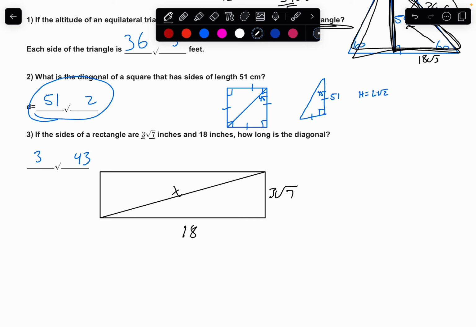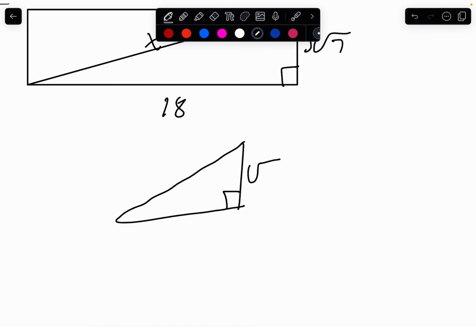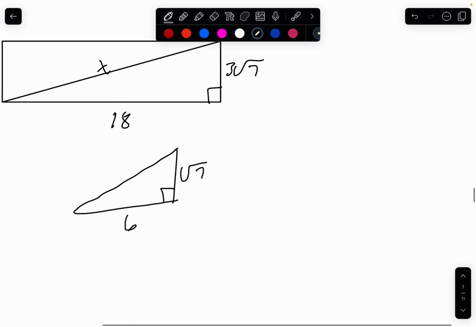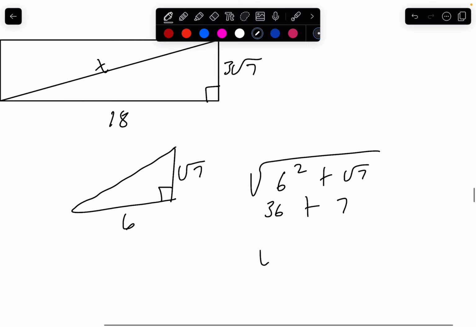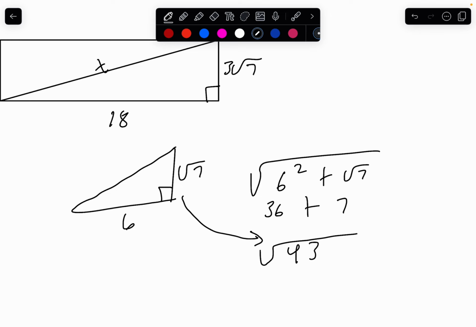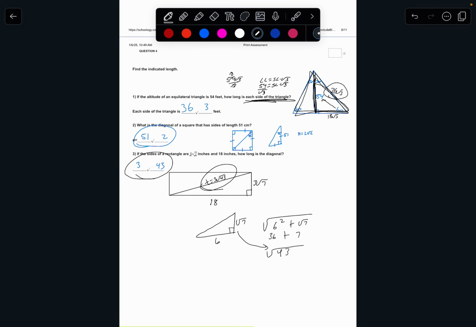It says, how long is the diagonal? Well, I don't want to do Pythagorean theorem on those numbers. I'm going to draw a smaller version of this right triangle. I'm going to divide by 3. This would be root 7, and this would be 6. So reduce, make the number smaller, and hit it with Pythagorean theorem. Well, because we're looking for the hypotenuse, we're going to add both numbers. So that's going to be 36 plus 7. So 36 plus 7 would be the square root of 43. But we divided by 3, so we need to multiply the 3 back on, and it's going to be 3 root 43.